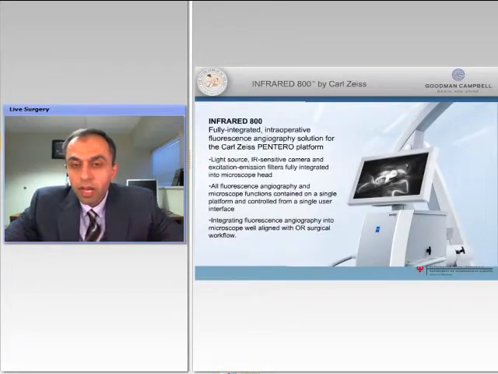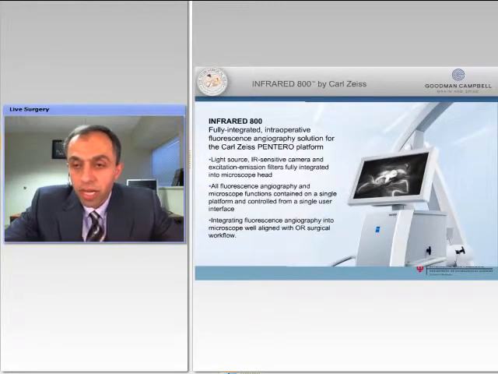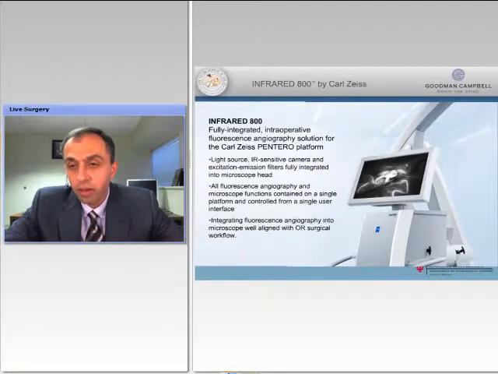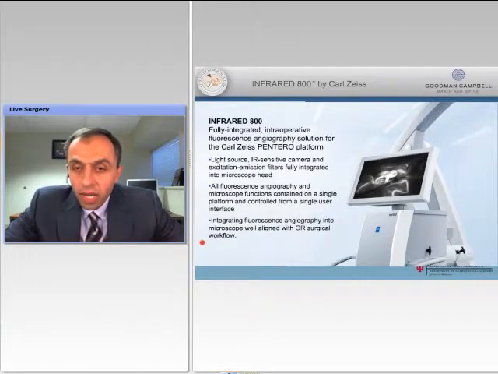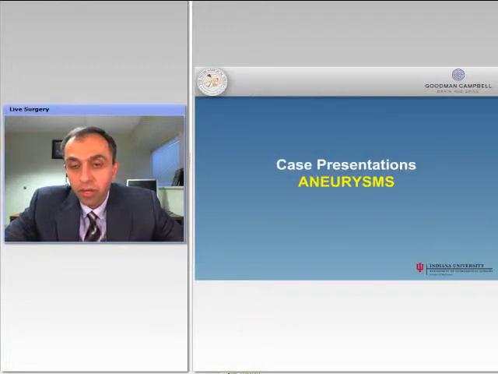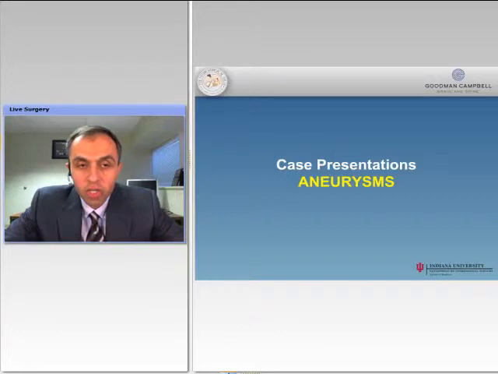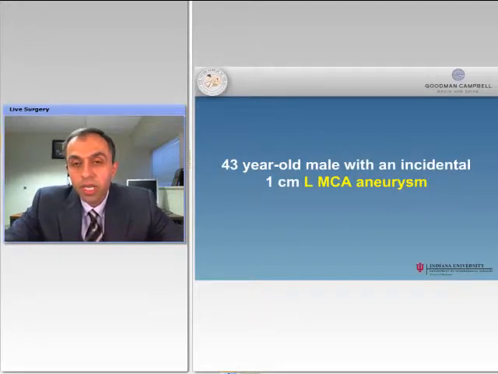So let's talk about ICG, and again the Zeiss microscopes that I use are very well equipped with this device, and I have found it personally very useful. Let's go ahead very quickly and go through some case presentations. Let's talk first about some aneurysms and see how ICG can help. Let's start with the case of a 43-year-old male with an incidental 1 centimeter left MCA aneurysm.